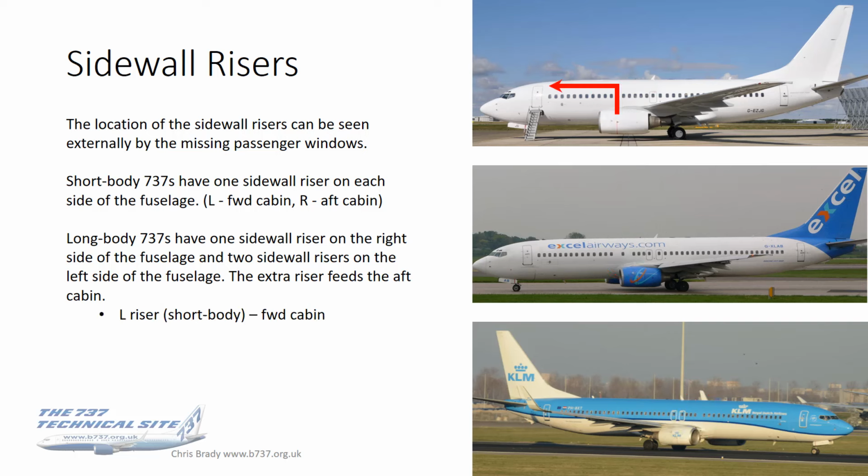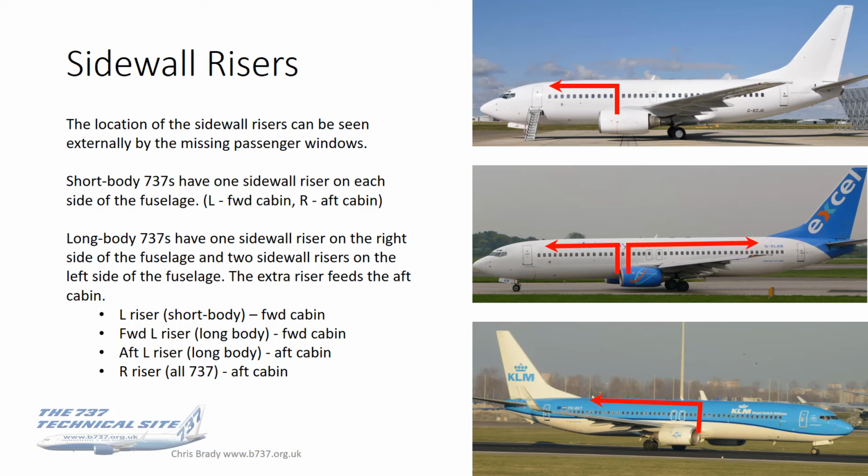The flow from these is as follows. The left riser on the short bodies feeds the forward cabin. The forward left riser on the long bodies also feeds the forward cabin. The aft left riser goes to the aft cabin, and the right hand riser on all 737 short and long bodies goes back to the aft cabin. So that's how the air flows throughout the cabin.